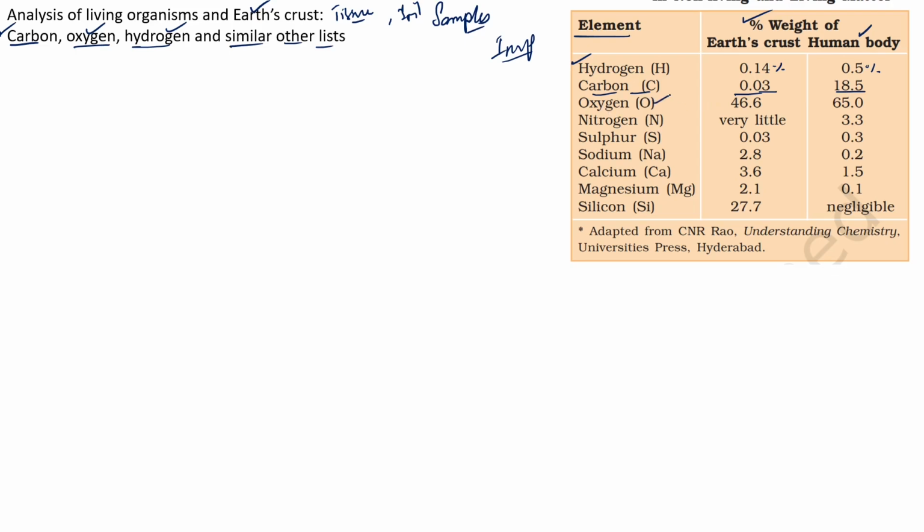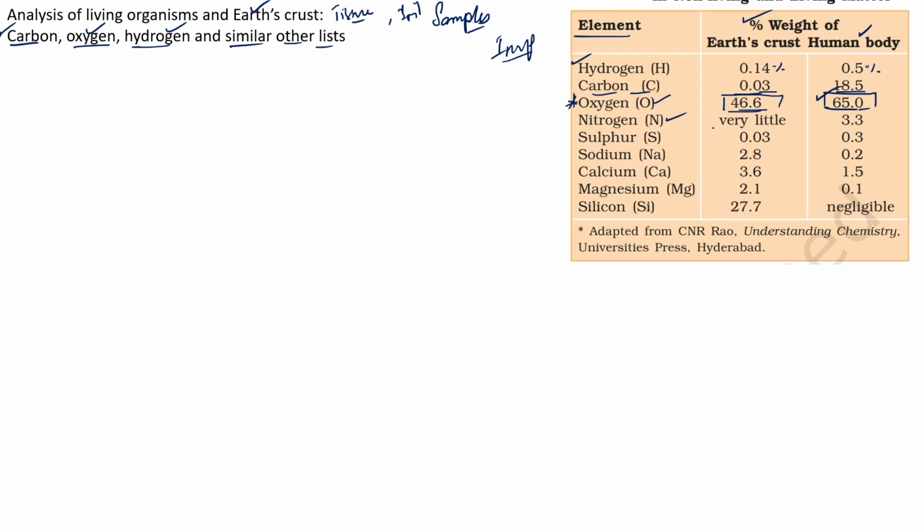Also, oxygen is one of the most abundant elements present in the earth crust, around 46.6 percent, and in the human body it is around 65 percent. If you look into all the other constituents, you can easily notice that oxygen is very important in terms of percentage of weight in the earth crust and also in the human body. In the earth crust the most abundant is oxygen, and even in the human body it is the most abundant. But when you compare the two, oxygen is clearly more in the human body than in the earth crust.